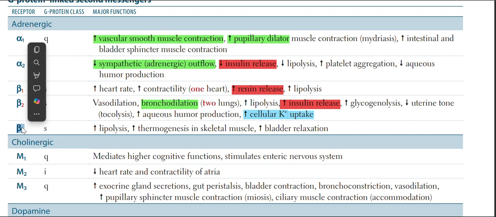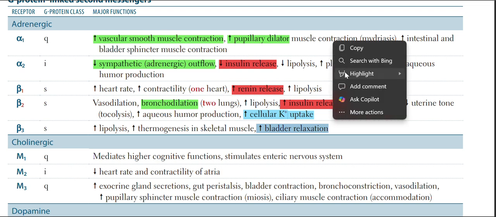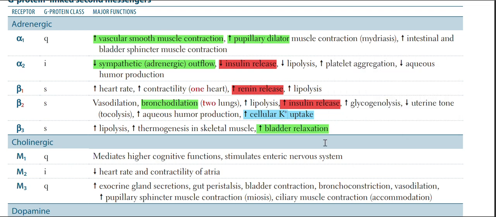Then finally, we have this receptor B3. It's not a very prominent receptor, but the USMLE likes to test beta 3 receptors and bladder relaxation. And sometimes they can also give you a medication called mirabegron, which specifically acts on the beta 3 receptors.